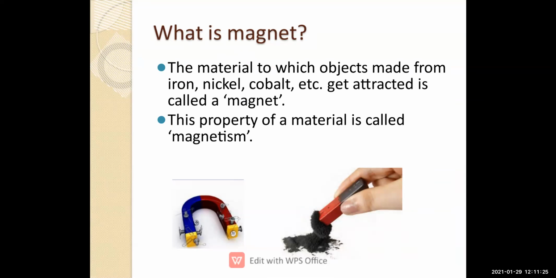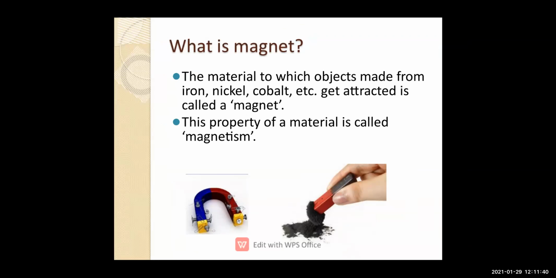So what is a magnet? The material to which the object made from iron, nickel, and cobalt, etc., gets attracted towards the magnet, that is called a property of magnet. So students, you can see here, to the magnet some iron filings are getting attracted towards it. So the iron filings are the thing that is getting attracted towards the magnet.